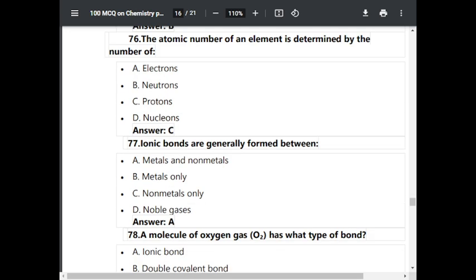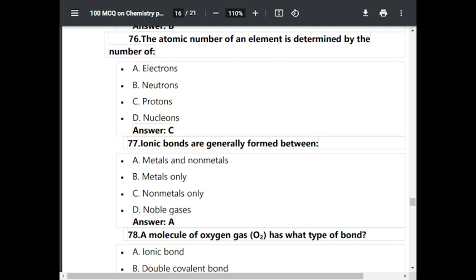Question number 76. The atomic number of an element is determined by the number of option A electron, option B neutron, option C proton, option D nucleons. The correct answer is C, protons. The atomic number of an element is determined by the number of protons.